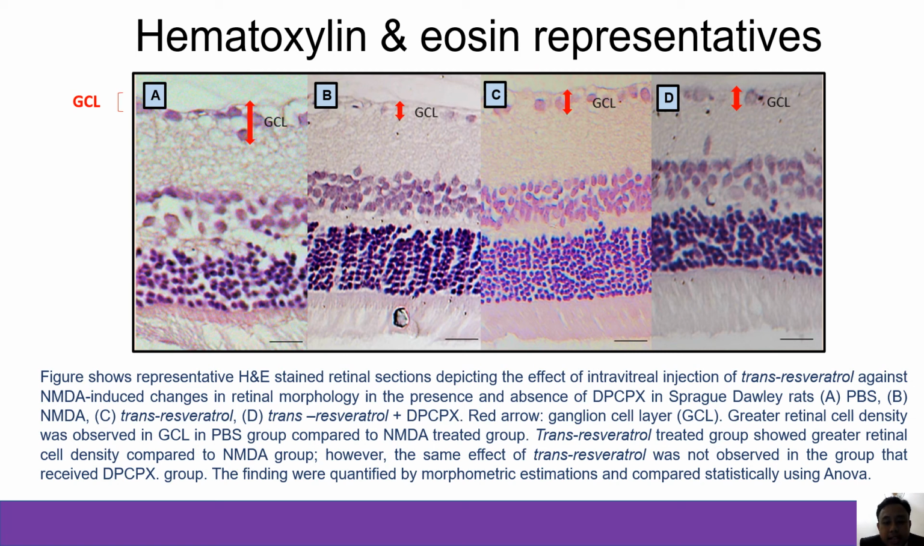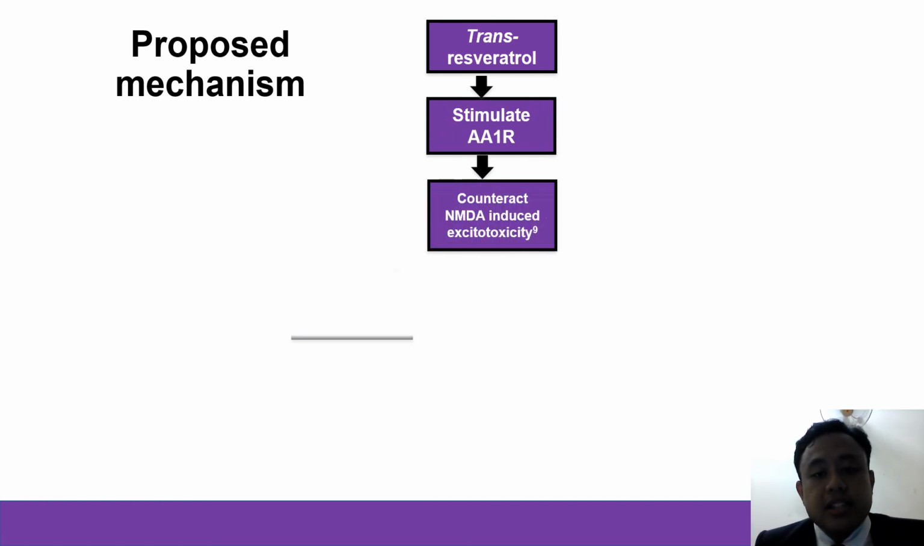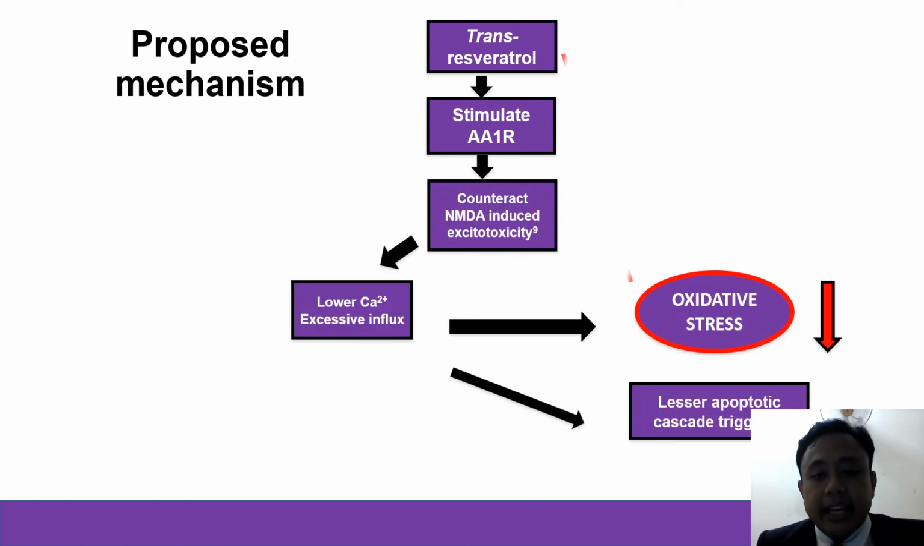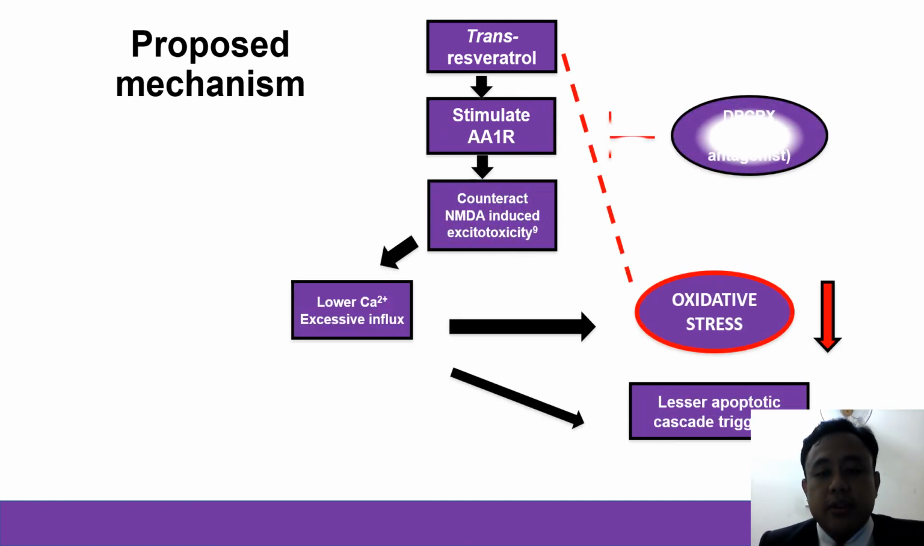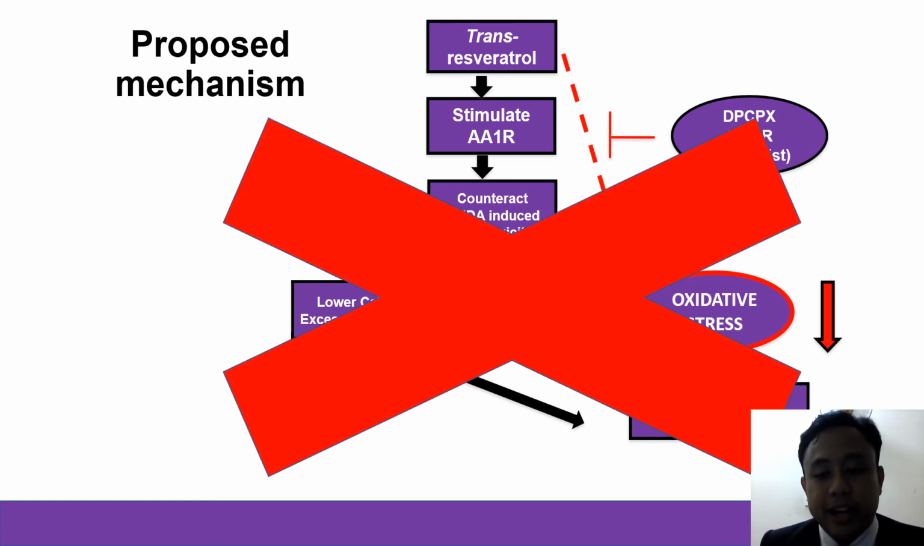In contrast with C, which is the TR-treated group, there are slightly more RGCs as compared to B. Interestingly, as we can see in D, the number of RGCs is slightly lesser as compared to C. This indicates DPCPX partially abolished the therapeutic effect of TR. So back to my proposed mechanism of action for TRANS-RESVERATROL. Adding DPCPX, which is a selective adenosine A1 receptor antagonist, will partially abolish the therapeutic effect of TRANS-RESVERATROL.